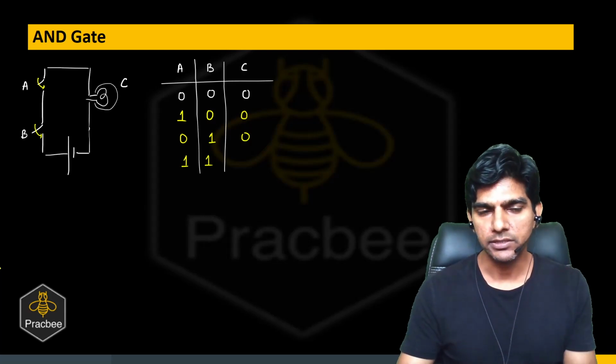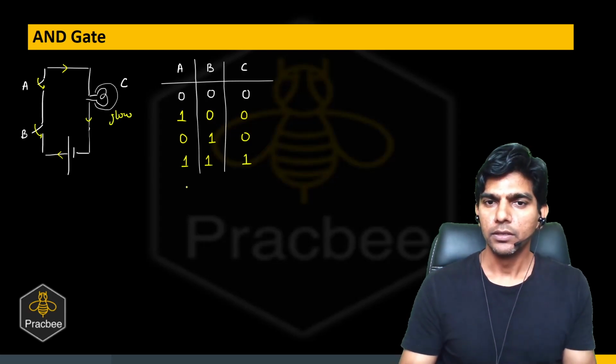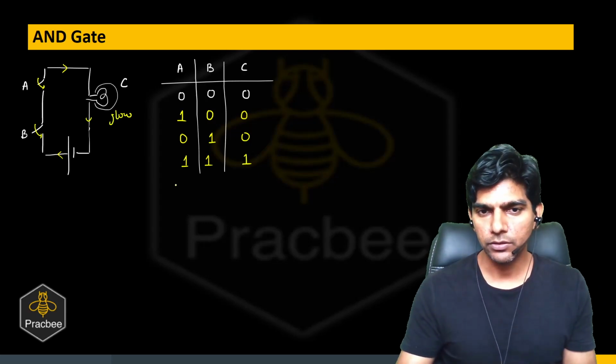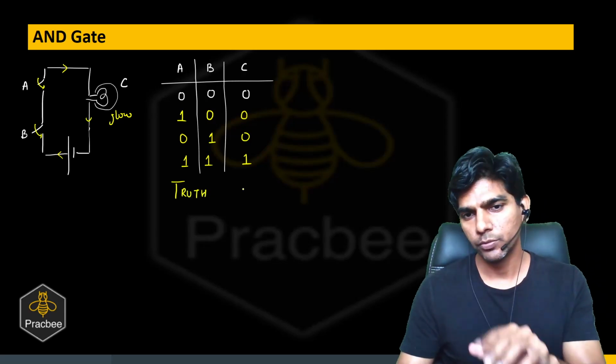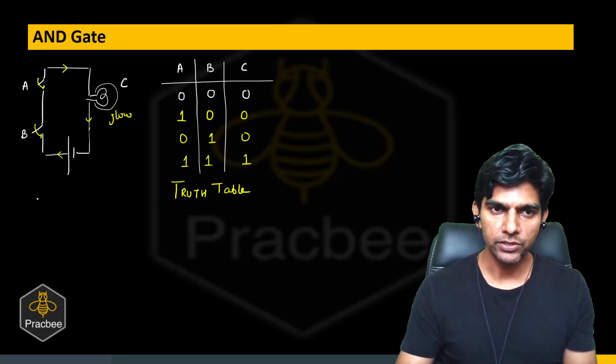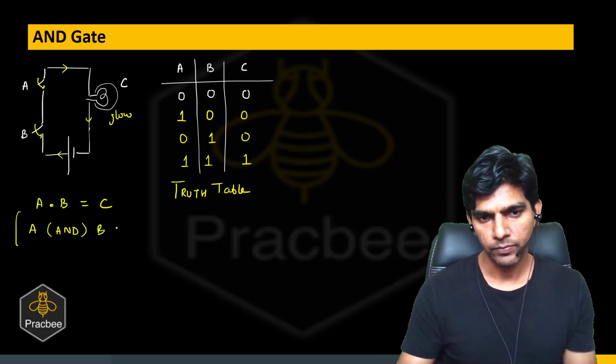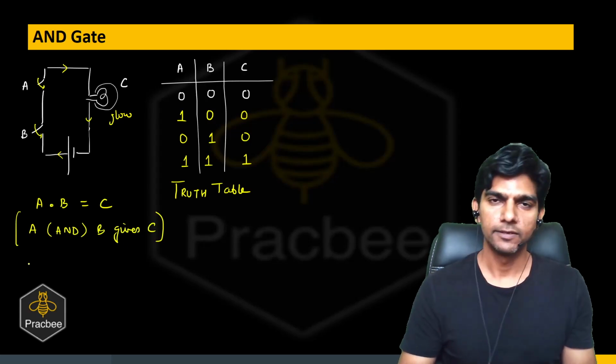Suppose both the switches are closed, so we'll have a high input. In that case, there will be a current through the bulb and it will glow. So we'll have a high output. Now this table is known as a truth table, and it gives you all possible inputs and all possible outputs. And in Boolean algebra, I can show it as A and B gives C. So that we have to remember.